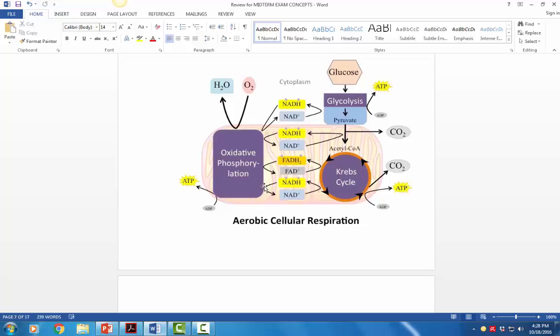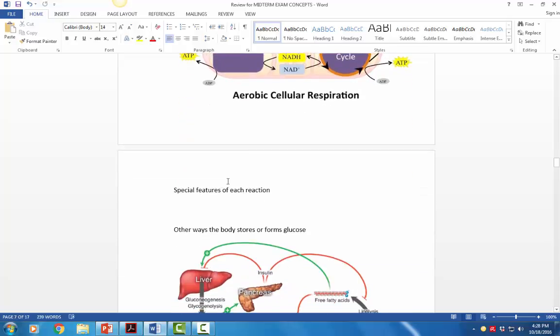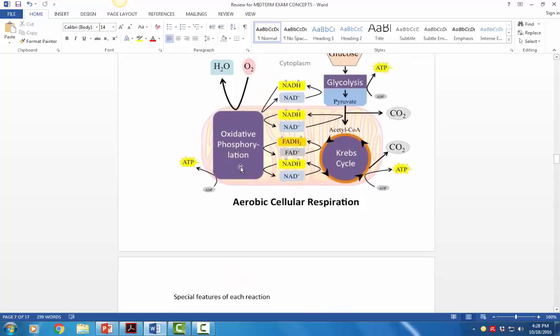This is described in chapter 24 of your textbook, looking at the different diagrams for the electron transport chain and the Krebs cycle. So you might want to review those, but again, we're not going to go into great detail. This is a midterm exam. We're just looking at the basics.